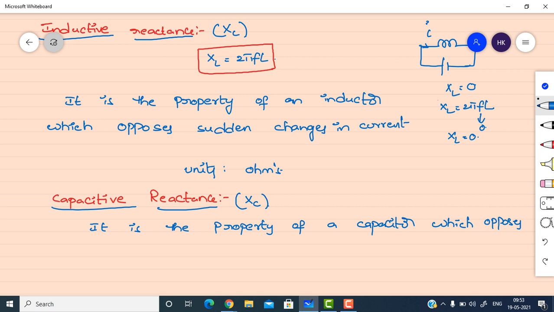If there is any sudden change in voltage, the capacitor will block it. If the constant voltage is coming, then it will allow. The capacitor will allow the voltage. So these two will not allow sudden changes in current and sudden changes in voltage. As soon as the constant voltage or constant current is passing through them, they will allow. But if there is any sudden change in current, inductive reactance will come into picture. If there is a sudden change in voltage, capacitive reactance will come into picture, if there is a capacitor. So it is a property of a capacitor which opposes sudden changes in voltage.